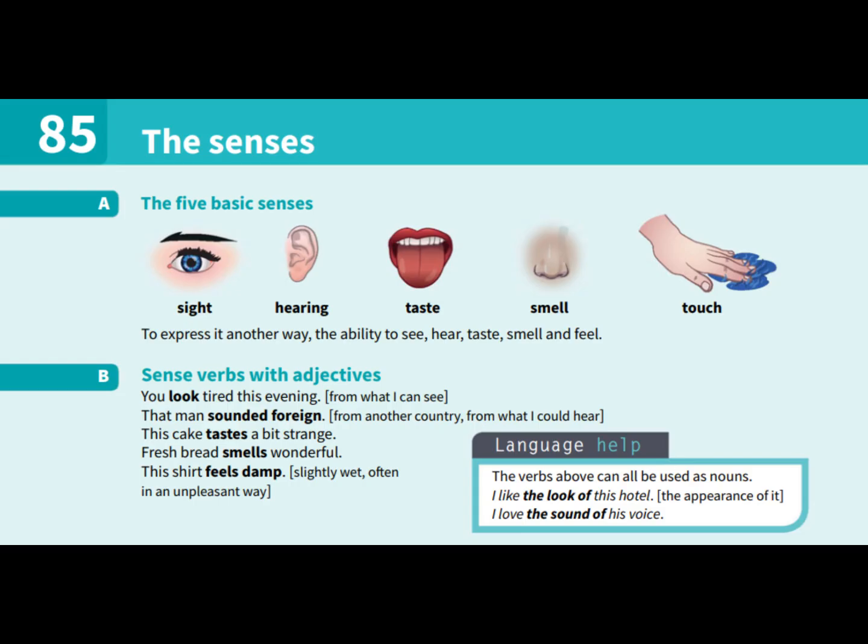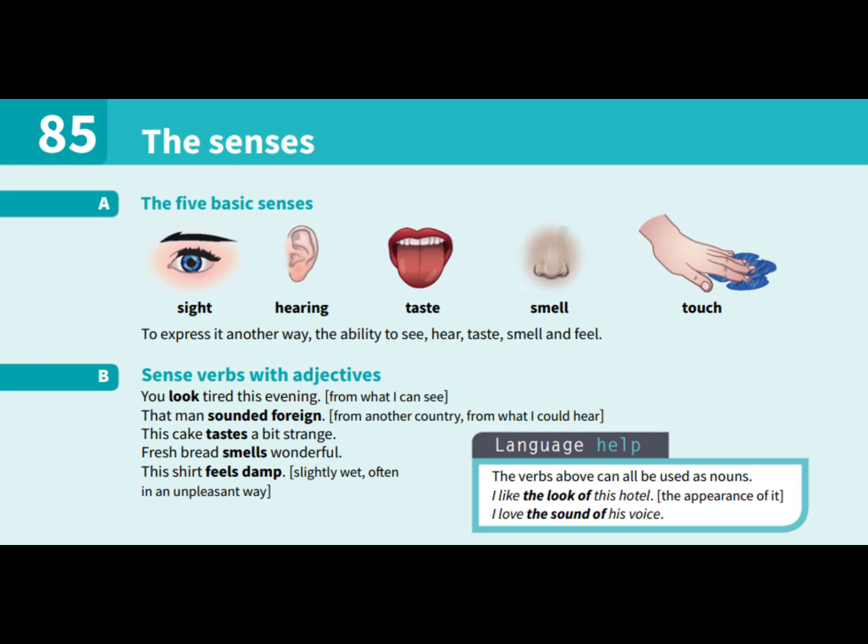We use smell followed by an adjective to describe the smell of something. Fresh bread smells wonderful. We use feel followed by an adjective to describe the physical condition or texture of something. This shirt feels damp. The adjective damp means slightly wet, often in an unpleasant way.